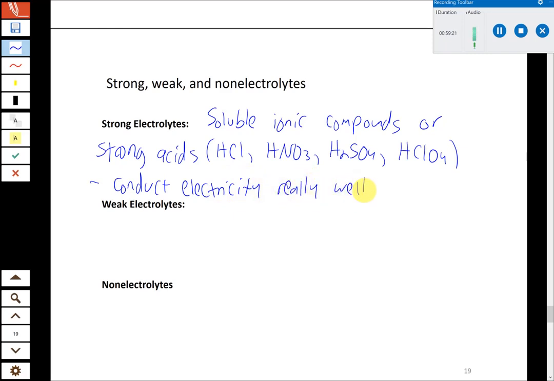Now, we also have solutions that are classified as weak electrolytes, so they still conduct electricity, but not as well. And these are going to be made of compounds that partially break down into ions, right?